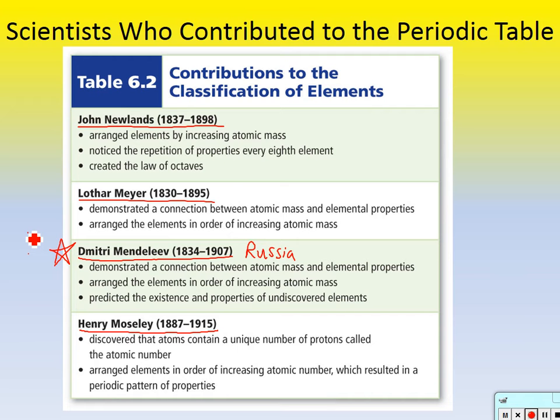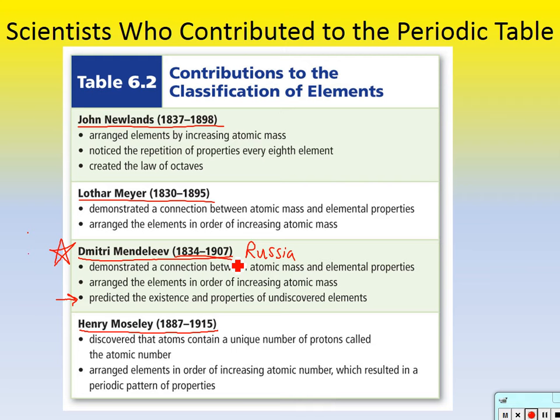But why is he given the most credit? Let's talk about it right now. And the answer is this bullet right here. Dmitri Mendeleev predicted the existence and properties of undiscovered elements. So not all the elements had been discovered when he was putting together his periodic table. But what he did that was so genius was he left a blank. If he knew that there was an element there that was going to have properties similar to the ones above and below it, he would leave a blank.